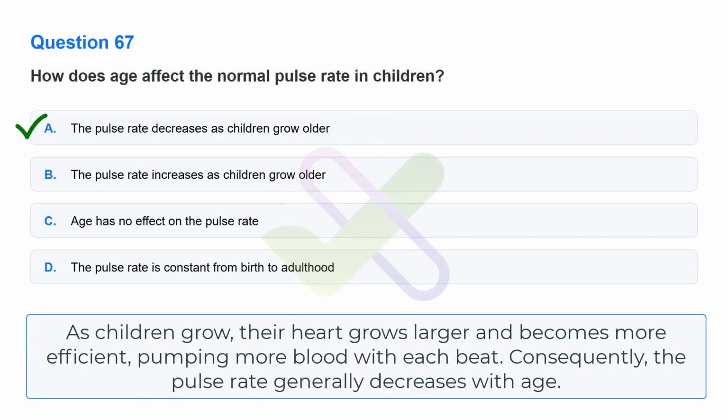The correct answer is A. The pulse rate decreases as children grow older. As children grow, their heart grows larger and becomes more efficient, pumping more blood with each beat. Consequently, the pulse rate generally decreases with age.